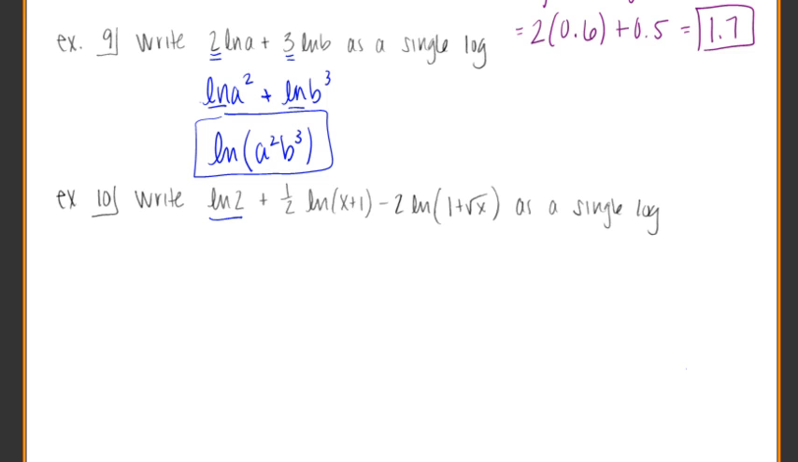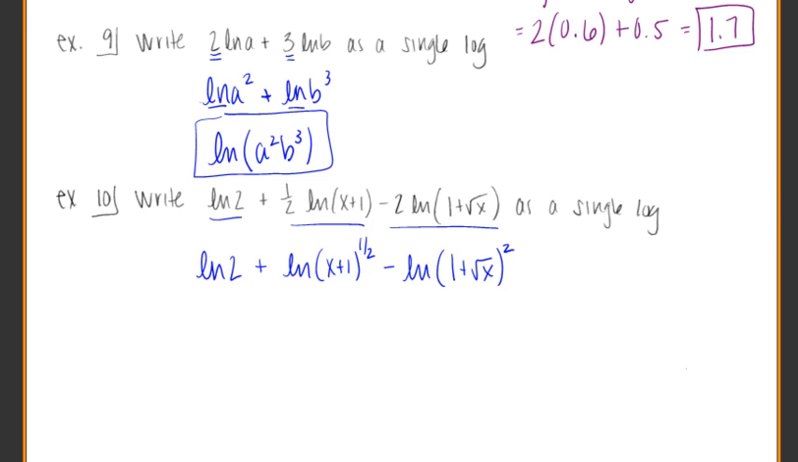This time I have 3 of them. Always start with the first thing I said over there. Go to the front. If there's anything in front, put it as an exponent. Okay, well, we don't really have one for that guy. For this one, it'll be the natural log of x plus 1 to the 1/2, and then minus the natural log of 1 plus the square root of x squared. Okay, keeping on with this, we have natural log, natural log, natural log, all the same.